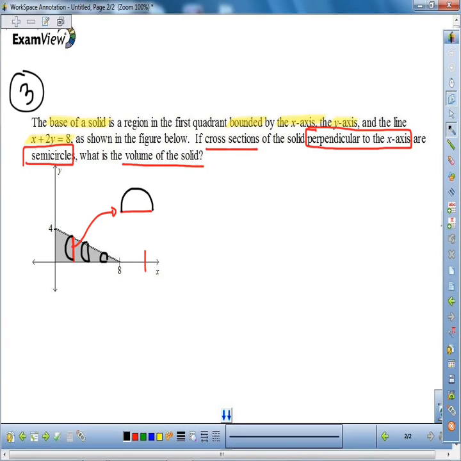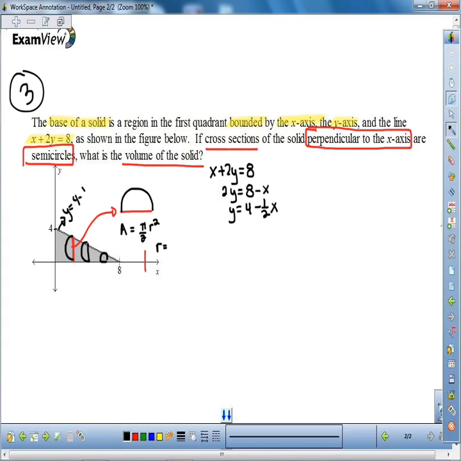So the volume is going to be the area of the cross sections, which is the area of a circle, or half a circle. So it's going to be pi r squared divided by 2. So I need to find the radius. So remember, the radius is that yellow line. So it's the top minus the bottom. So I'm going to have to solve for y. So I get y equals 4 minus 1/2 x.